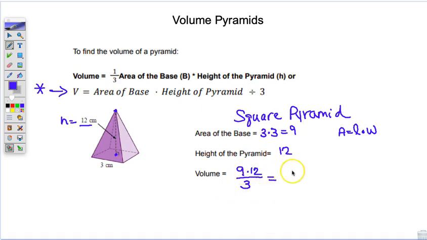9 times 12 is 108. Divided by 3 will give us 36. And again, since we are finding the volume, we're going to cube our answer. So 36 cubic centimeters.